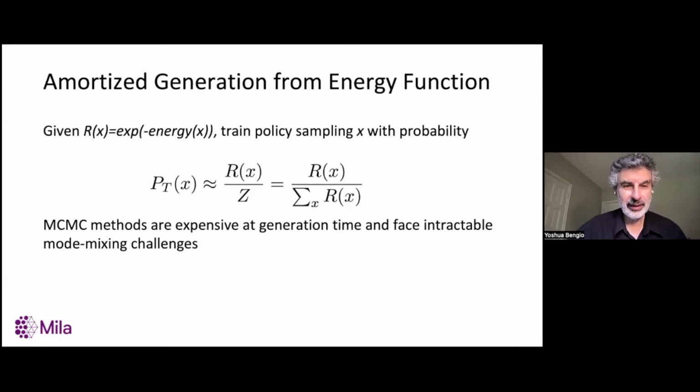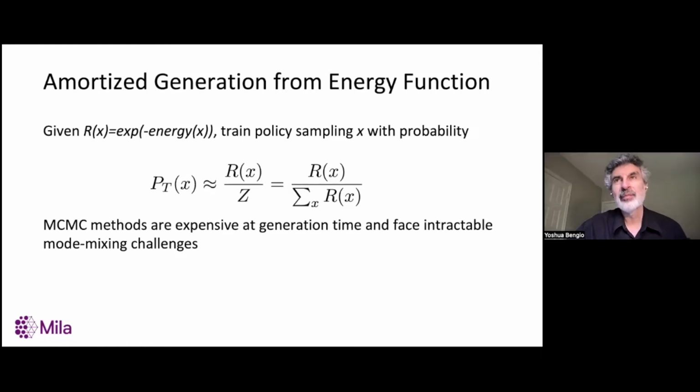But there are some problems. So again, if we want to get samples from that distribution P_T of x proportional to R of x, maybe R is e to the minus energy. Energy here is not necessarily chemical or physical energy, though it could be. But in machine learning, it's just a way to talk about the unnormalized minus log probability, and so we could use MCMC methods, but there are two problems that are related to each other.